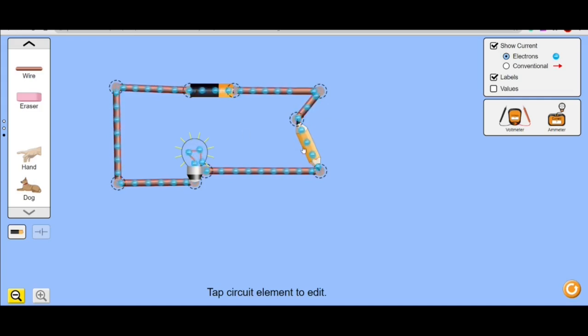Why so? We all know that a pencil is made up of wood, and we know that wood is an insulator. Then why is the bulb glowing? Both the ends of the pencil have lead, and that lead is made up of graphite, which is a non-metal, but graphite is the only non-metal which conducts electricity. That's why this bulb is glowing.